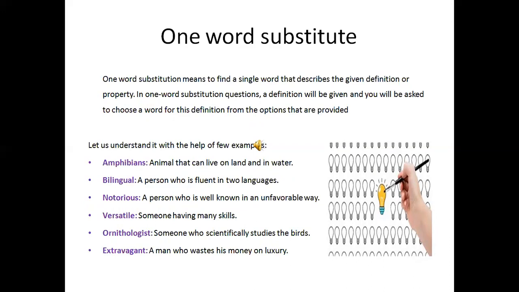The other is versatile. Versatile is someone who is very good at different things. Extravagant, a person who wastes his money on luxuries to show off. So there are a number of words that we come across in our daily lives and we use them in place of a number of words.